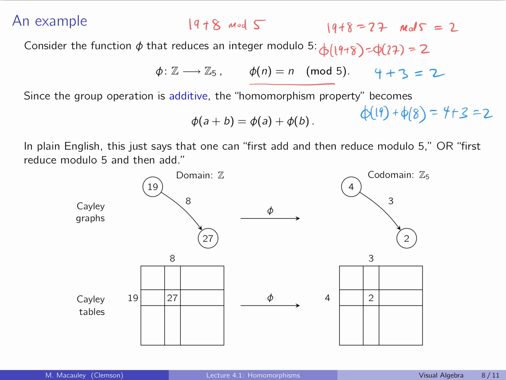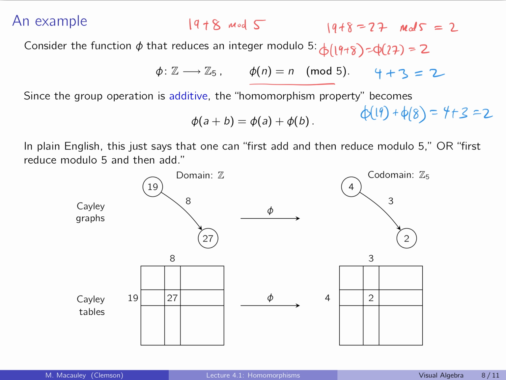So you do this homomorphism property whether you realize it or not. Like when you're telling time, you want to add 10 o'clock plus 11 hours. So 19 plus 8, phi of 19 plus 8 equals phi of 19 plus phi of 8.